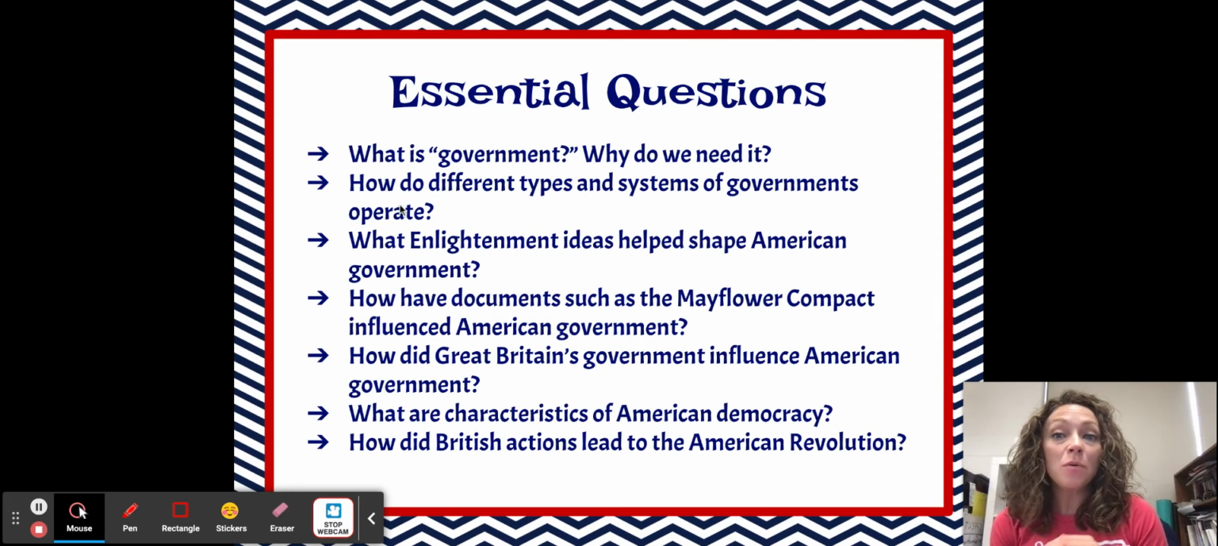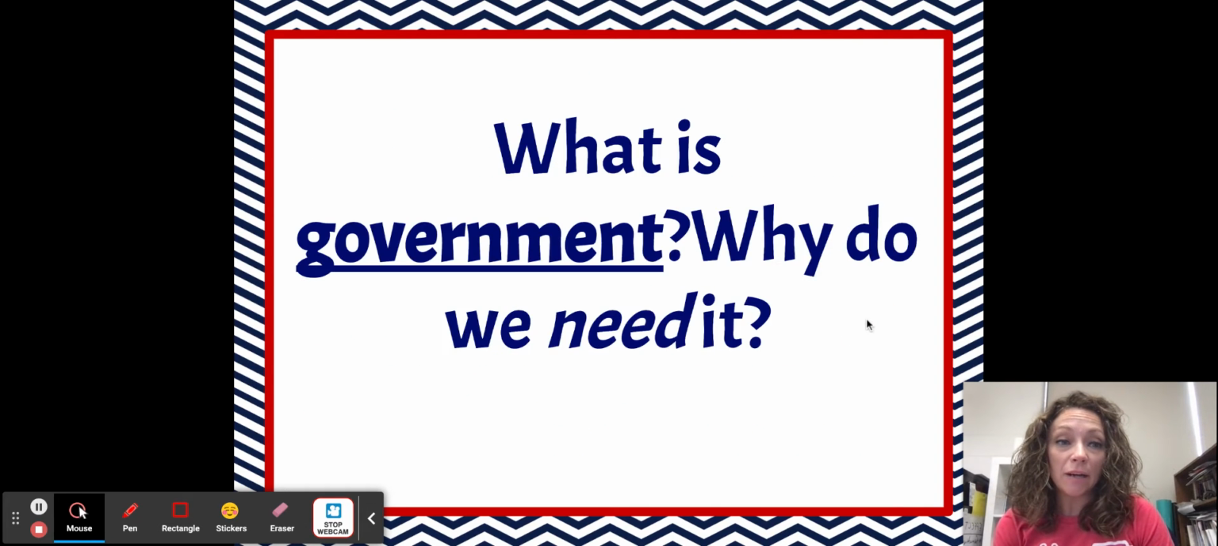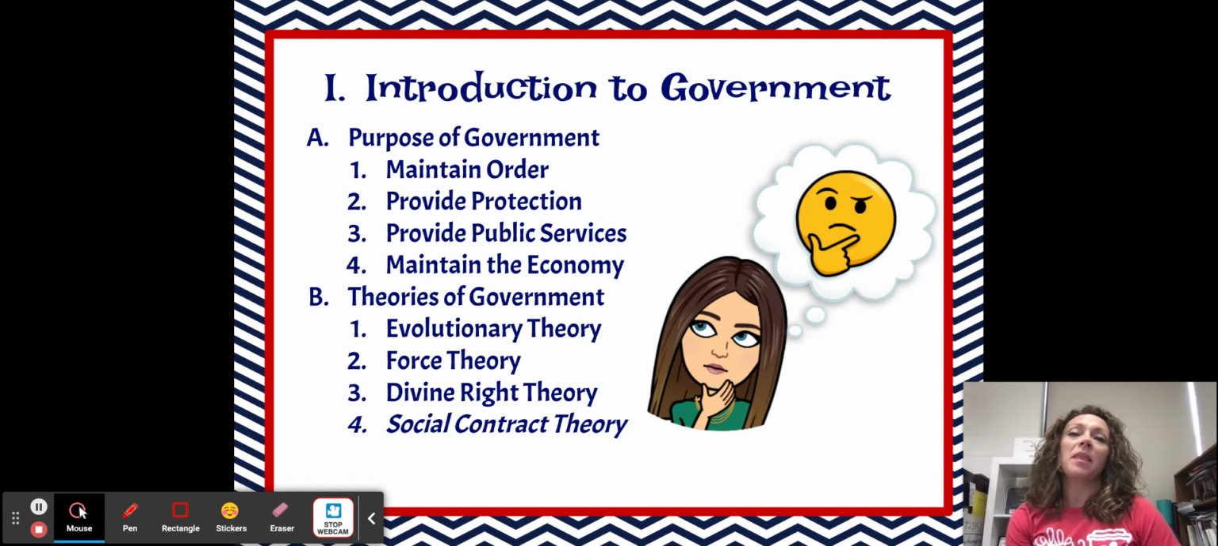We're going to figure out how different types and systems of government operate. We're going to look at the Enlightenment a little bit and figure out how that helped shape American government. We're going to look at some old documents like the Mayflower Compact and figure out how that shaped American government, and how we got a lot of ideas from Great Britain when we were creating our government. All right, so starting off with what is government and why do we need it?